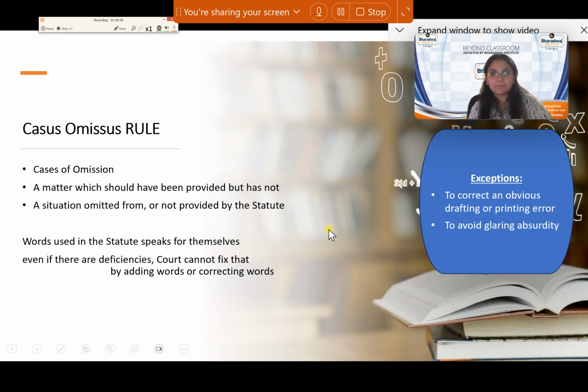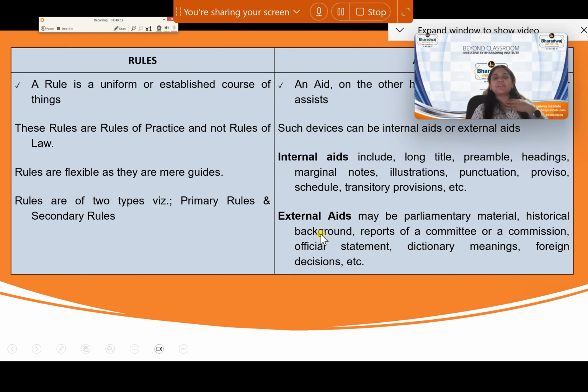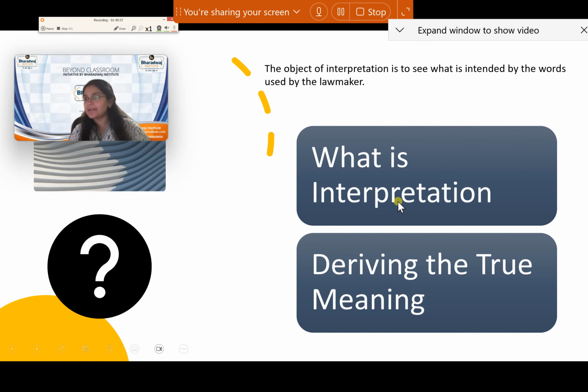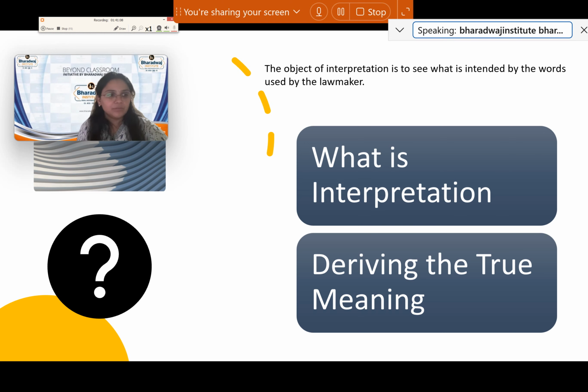We'll now move to the next step. Okay? The next step we have to understand is the meaning of the term interpretation. Interpretation means what? Deriving the true meaning. That is interpretation. I am repeating. Interpretation means deriving the true meaning. Our duty as a professional: somebody is coming to us for a legal opinion. Our duty is just to make sure that we understand the law in the manner it is written. I am repeating. We have to understand the law in the manner it is written.